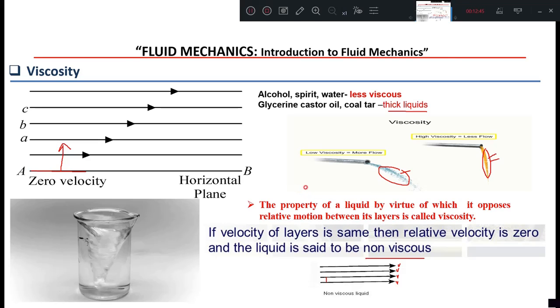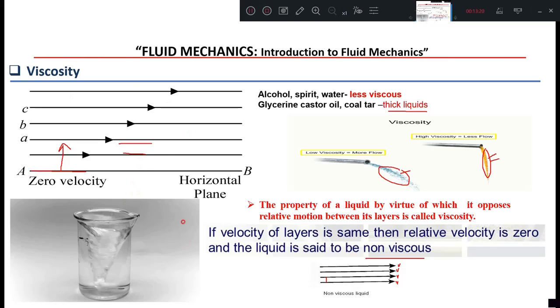Thus viscous forces are similar to friction between two surfaces in relative motion, and viscosity is sometimes called internal friction. Whatever viscosity exists between the layers is also called internal friction. So the fluid's internal friction is nothing but the viscosity that exists between the layers.